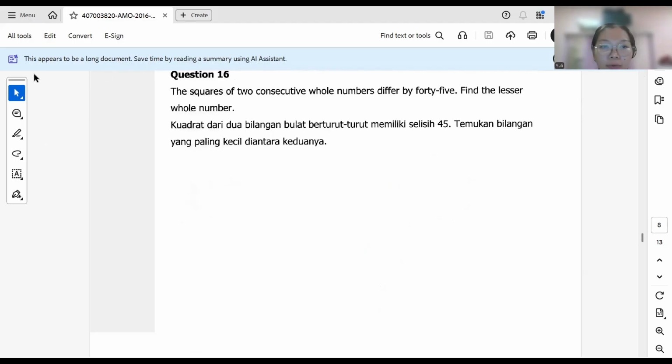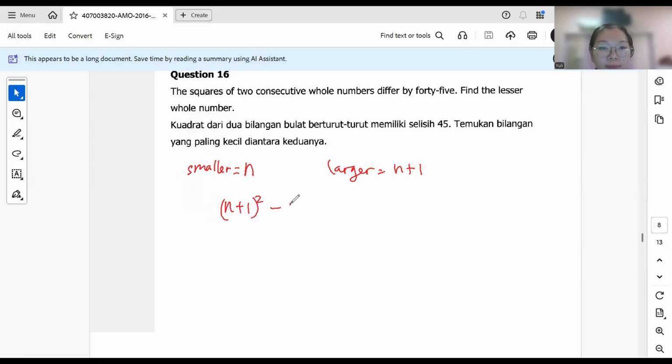The squares of two consecutive whole numbers differ by 45. Find the lesser. You can go listing, or you can use algebra. The smaller one will be n, and because it's consecutive, the next one will be n plus 1. So because it said the difference, right? This is the smaller, and the larger one is n plus 1. So we use algebra for this.